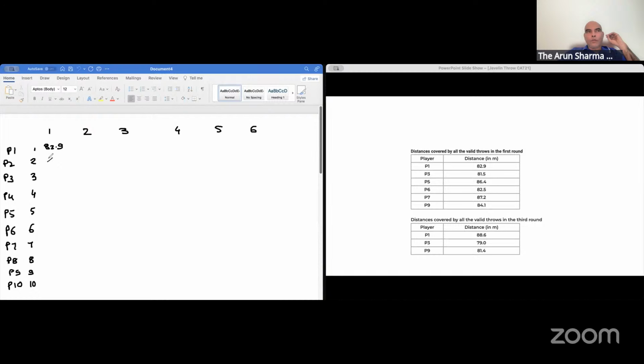By P1, P2's throw is invalid. P3's throw is 81.5. P4's throw is invalid. P5's throw is 86.4. P6 throw is 82.5. P7 throw is 87.2. P8 throw is invalid. P9 throw is 84.1. And P10 throw is invalid. So there are 6 valid throws in the first round and 4 invalid throws.